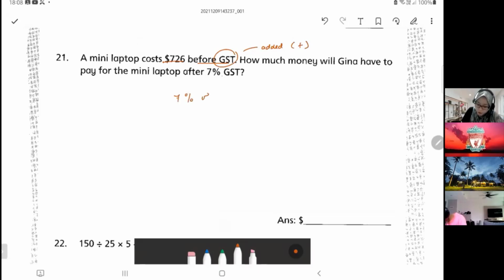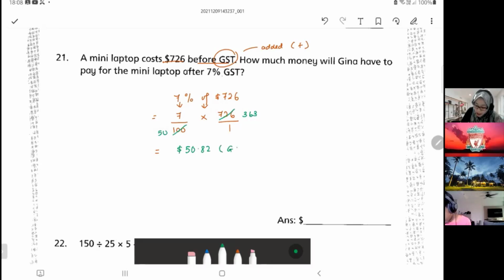7% of your $726. 7 over 100. This is 7 over 100. Of means times 726 over 1. Like this. Okay. And then you divide by 2. This one divide by 2 will get 50. You divide by 2, you get 363. Then you're going to get $50.82.